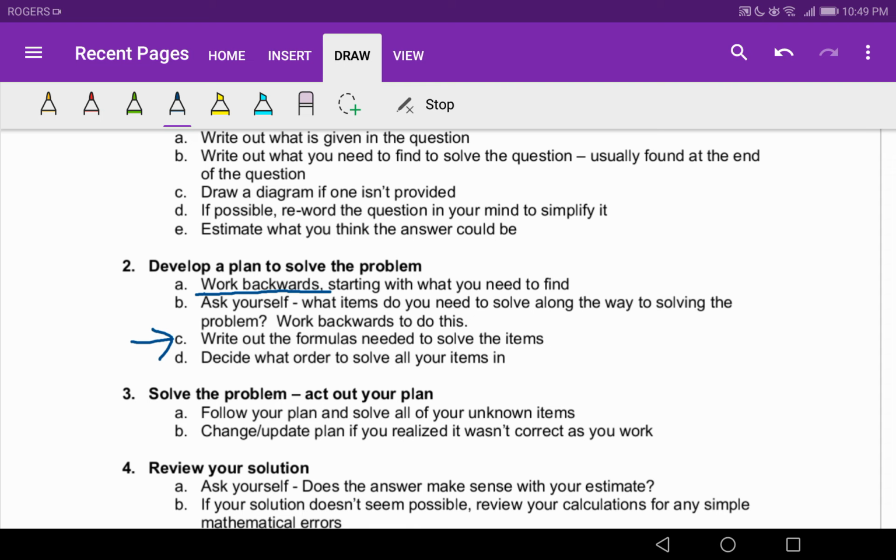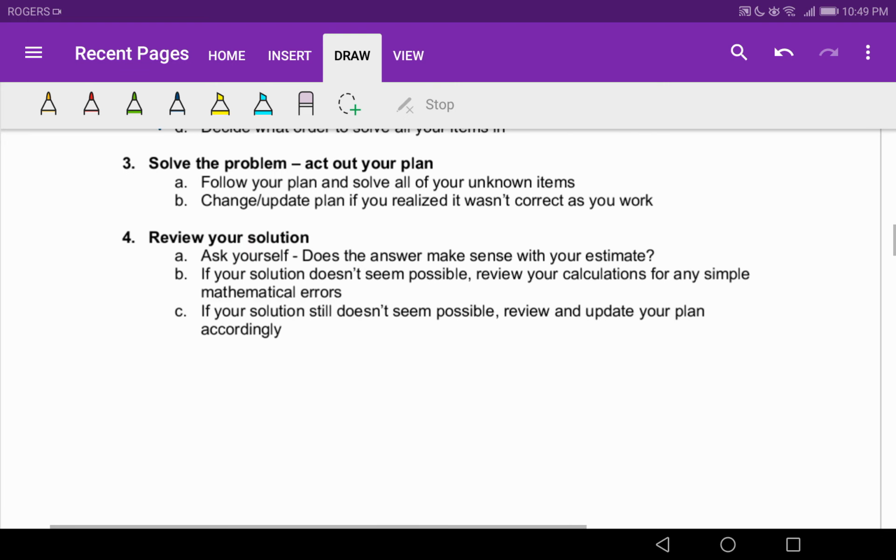Number 3, actually solve the problem. So act out your plan. Follow your plan to solve all your unknown items. Change or update the plan if you realize it wasn't correct as you work. The plan isn't written in stone. You, of course, can go back and change it if you feel like what you're doing may not be correct.